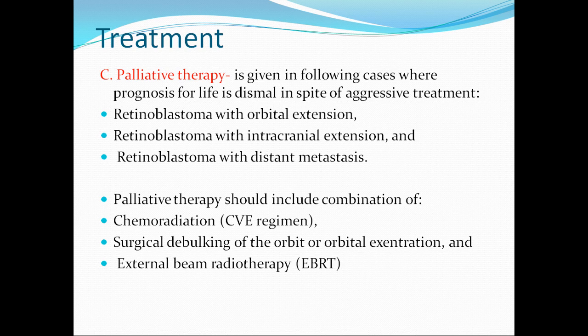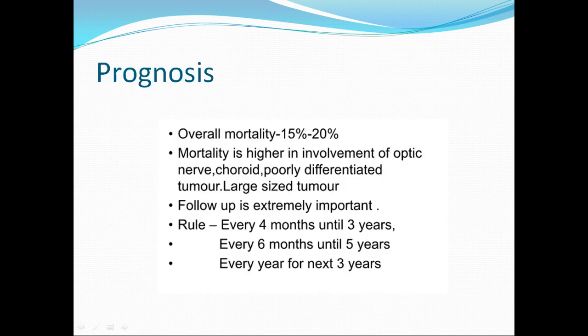Palliative therapy should include combination of chemoradiation, that is CVE regimen, surgical debulking of the orbit or orbital exenteration, and external beam radiotherapy. The overall mortality is 15 to 20%. Mortality is higher in involvement of optic nerve, choroid, if it's poorly differentiated, or in large size tumors. Follow-up is extremely important. The rule is every 4 months until 3 years, every 6 months until 5 years, and every year for the next 3 years.